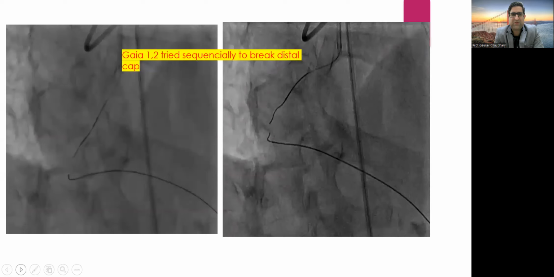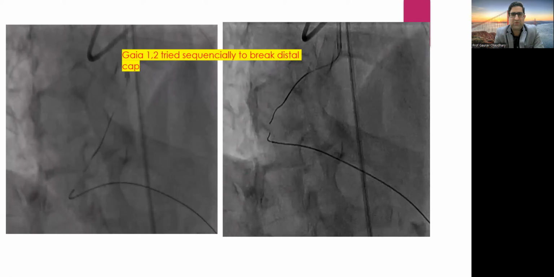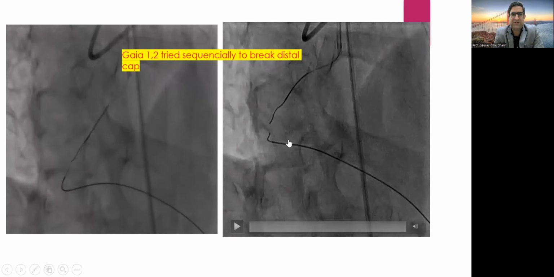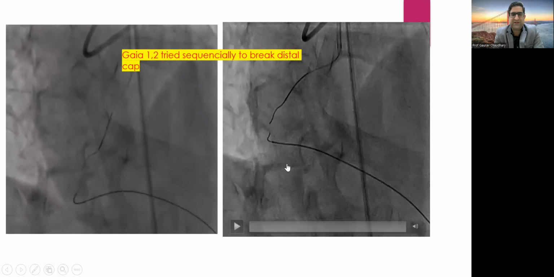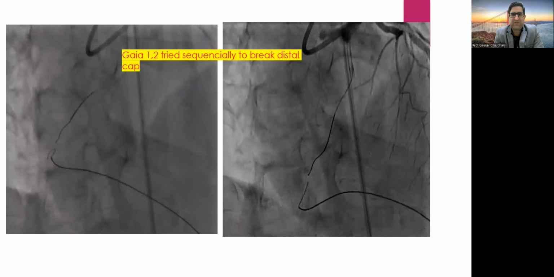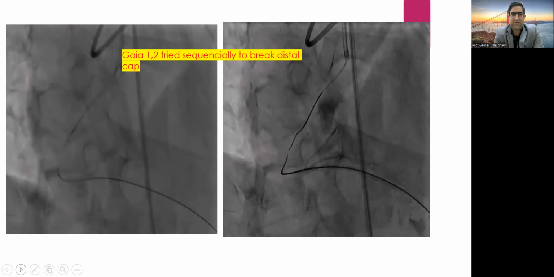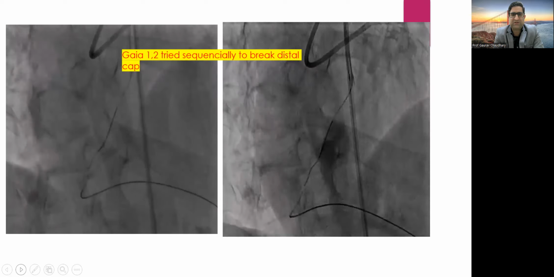But after a lot of efforts, even changing to the Gaia 1 and 2, the distal cap could not be negotiated, because there was again a branch at the distal end of the CTO. Again, it's an important factor in the failure of this retrograde CTO PCI, because there were branches at the proximal as well as the distal segment, and it was a very long segment.